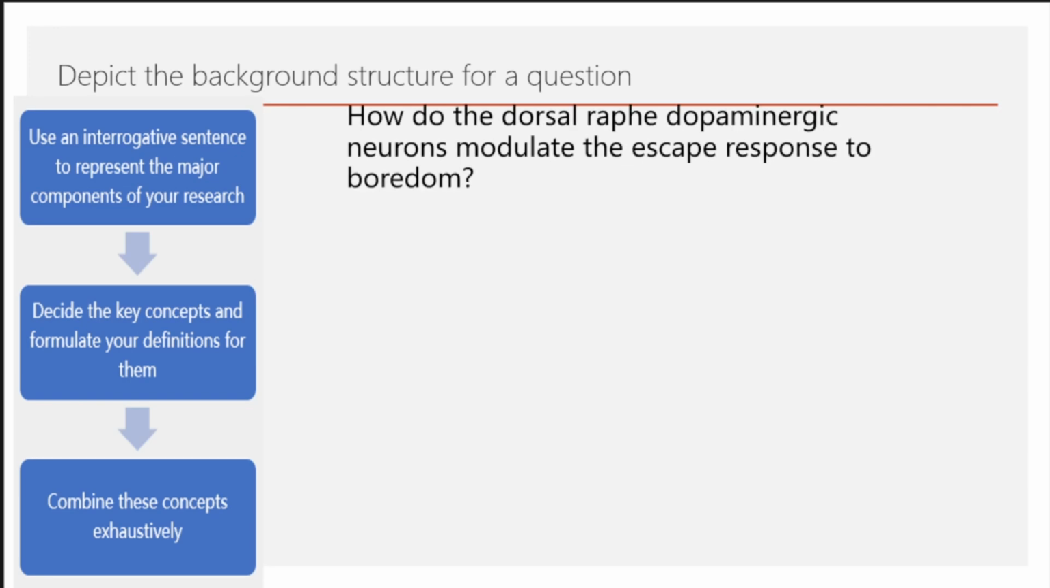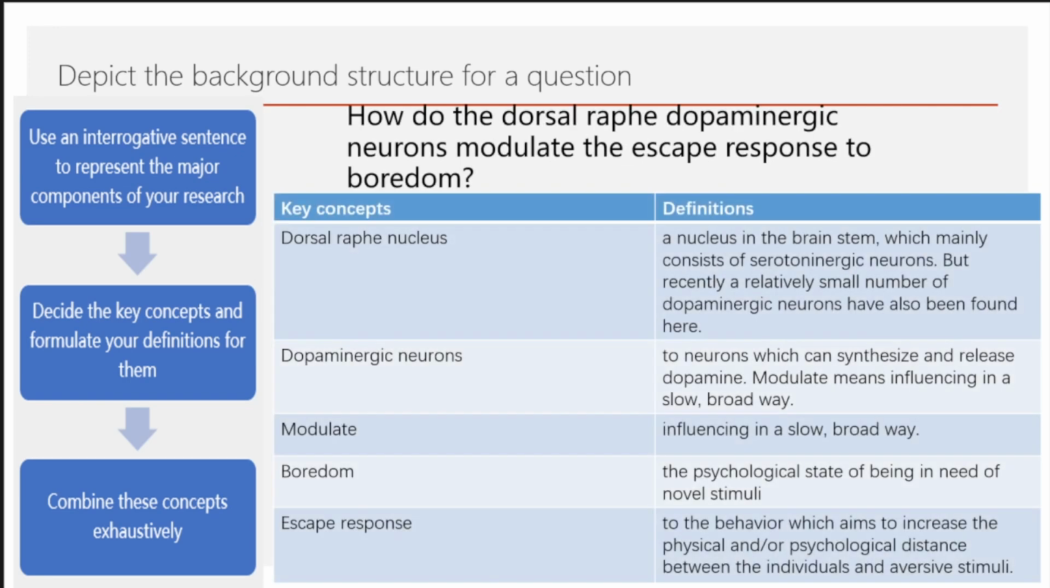I think there are five key concepts in this question. Their definitions are as presented in the table. Dorsal raphe nucleus refers to a nucleus in the brainstem, which mainly consists of serotoninergic neurons, but recently a relatively small number of dopaminergic neurons have also been found here. Dopaminergic neurons refer to neurons which can synthesize and release dopamine.